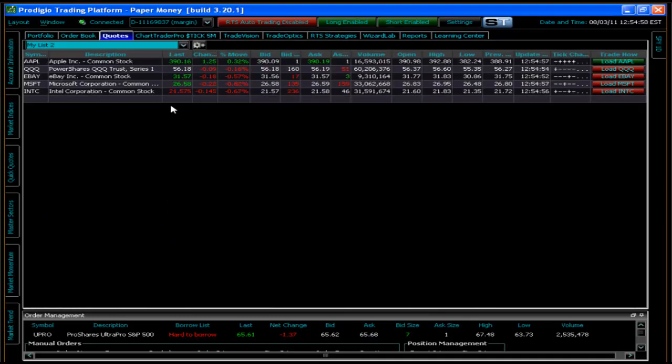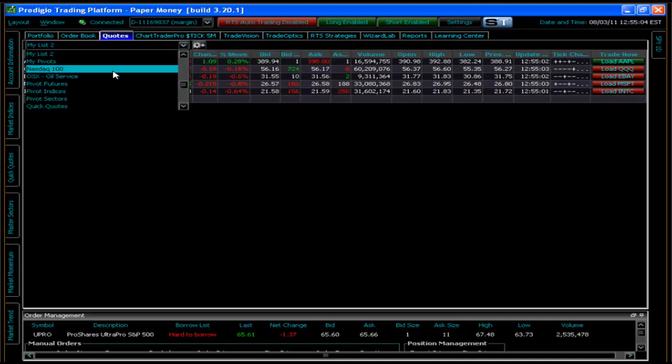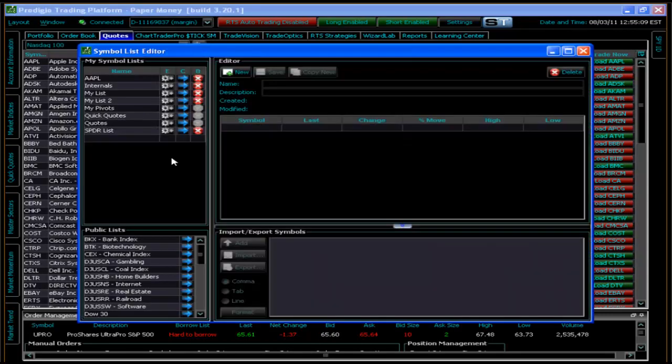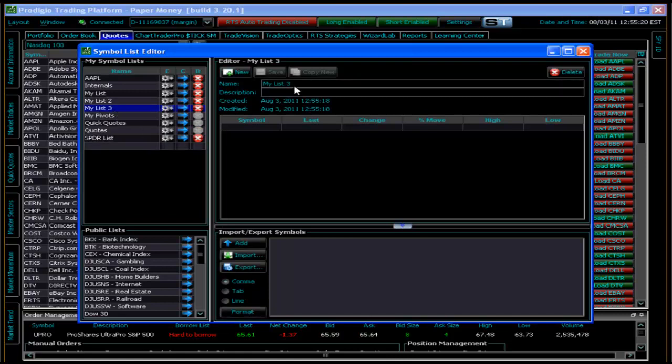I go over to my quotes panel, right, and I hit this little edit button right here, edit the selected list. Now you can toggle between all of these quotes lists, right, and here's the NASDAQ. I can hit that edit button and I've got my symbol list editor, right? So for example, let's make a new list, right, and it creates this new list. It's called My List 3 because I had a couple other My Lists in here. I'm going to call this UPro, right? And I'm going to add the symbol UPro. I'm going to hit enter and then I'm going to hit save, right? I now have this list available, UPro.